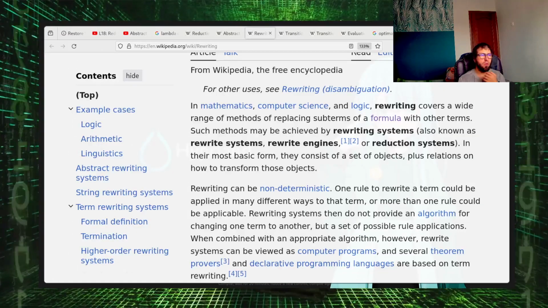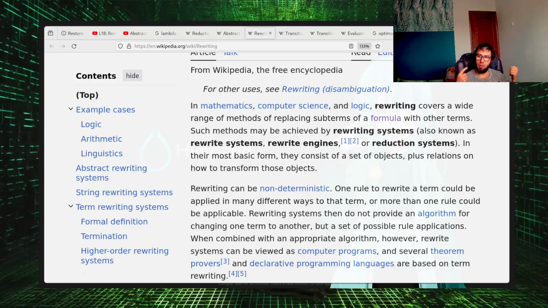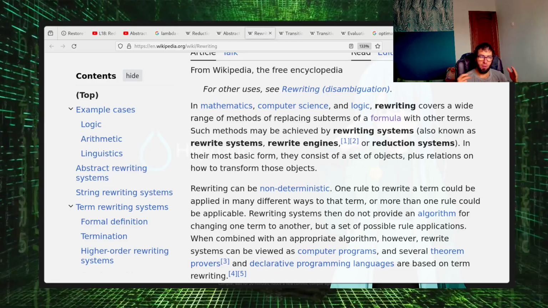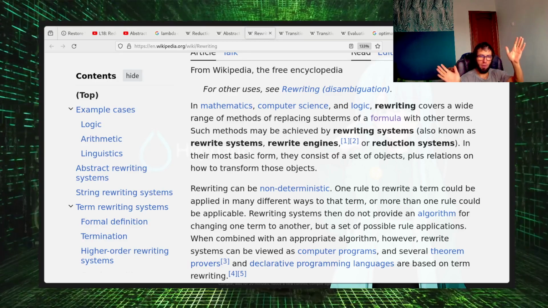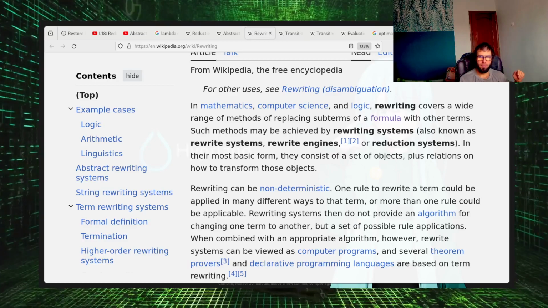And also, rewriting can be non-deterministic. This means that there is no one certain way to rewrite some subterm. It can be done in many ways, and such rewriting is called non-deterministic because from this point we can split into many branches of the rewriting, and so on.